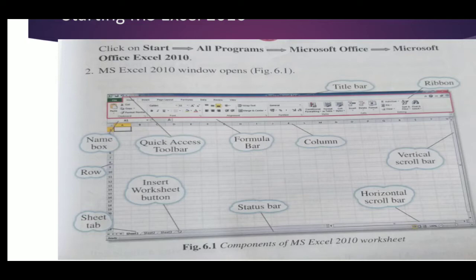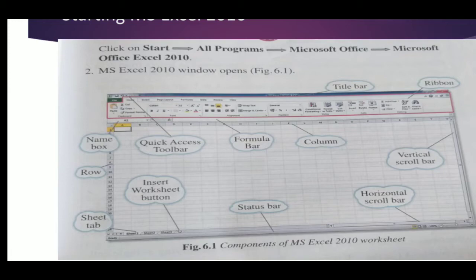Then rows. This is the rows. This is the column. Rows are arranged horizontally. These are numbered from 1 to 1048576. The last row is 1048576. In the worksheet shown in figure 6.1, only rows 1 to 24 are displayed. Use the vertical scroll bar to see the rows below.